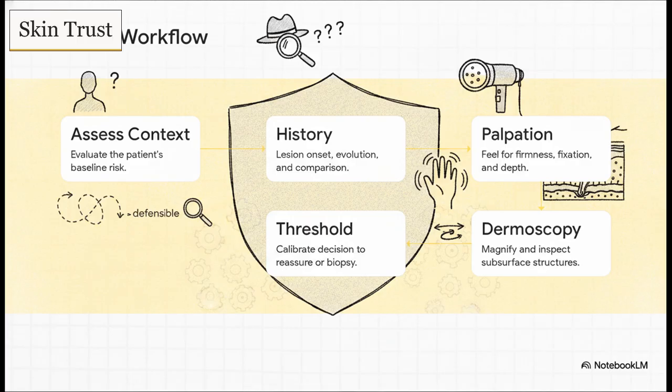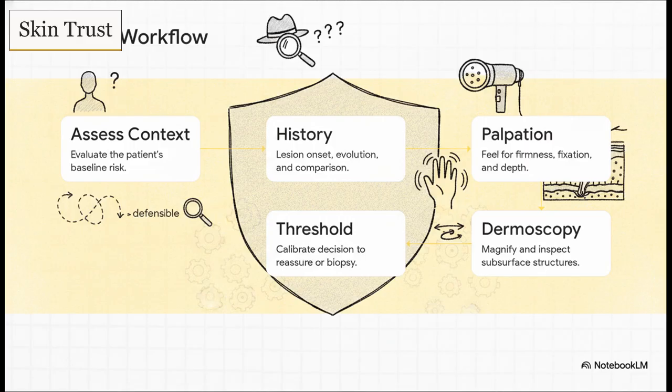Next up is palpation, and wow, this is vital. Palpation reveals firmness, fixation, and depth. Things a flat photograph simply cannot capture. From there, you incorporate trained dermoscopy. And finally, you arrive at a calibrated threshold decision. It's like a safety net.